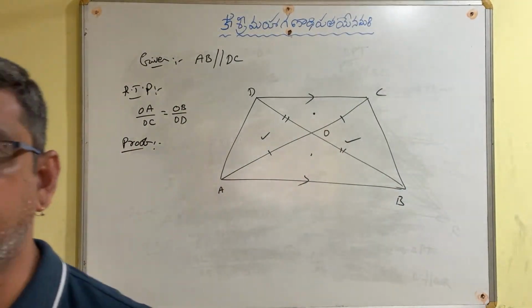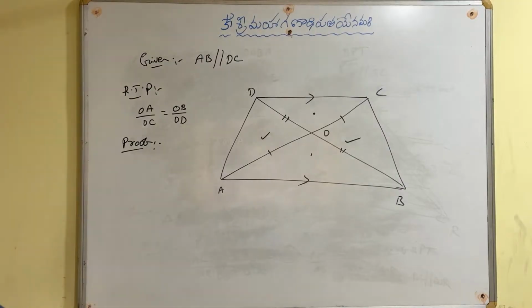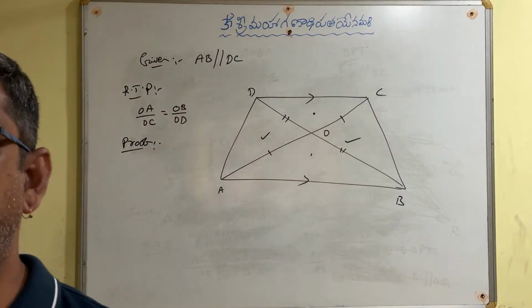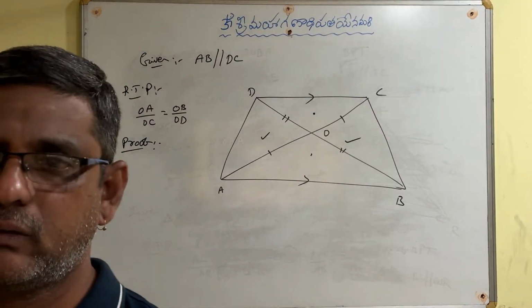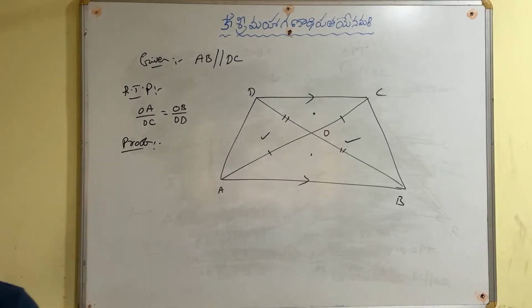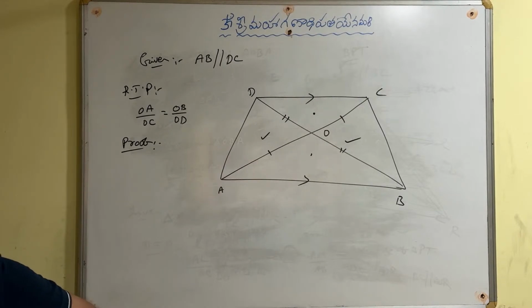AOD, COB. Sohaili, how are they similar? Please tell me, which criteria? AOD, COB, which criteria? Lisa also said the same. SAS criteria.